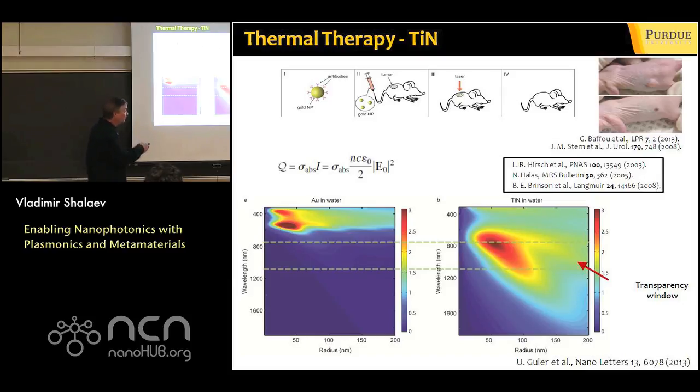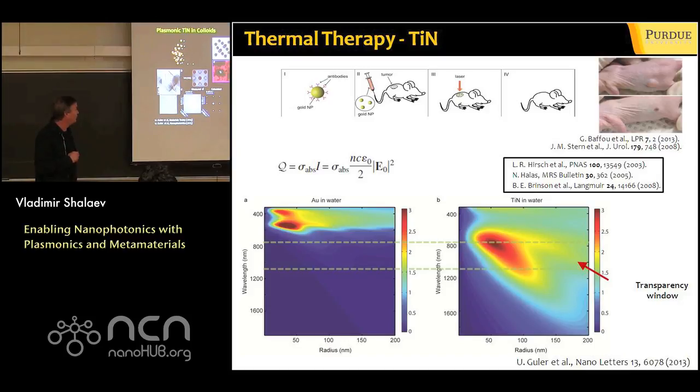They already absorb in the range where it's needed. And you don't cover it with any surfactant, so this is just colloidal titanium nitride particles. And it turns out they heat even more efficiently than gold does. So that's yet another promising application for this thermal therapy. In this case, you would need to use these colloidal particles made of titanium nitride.